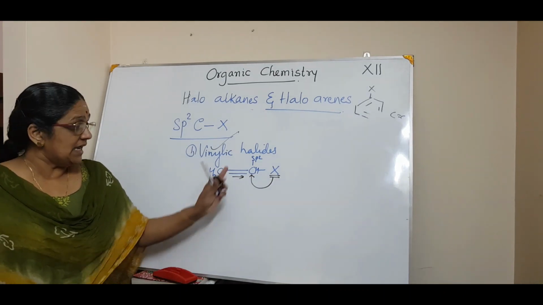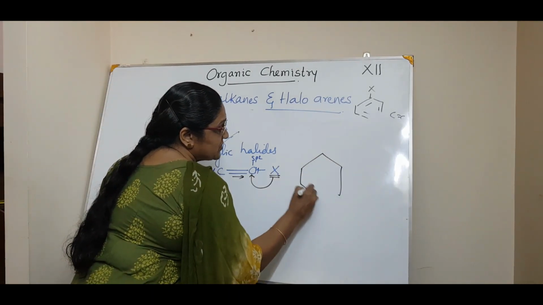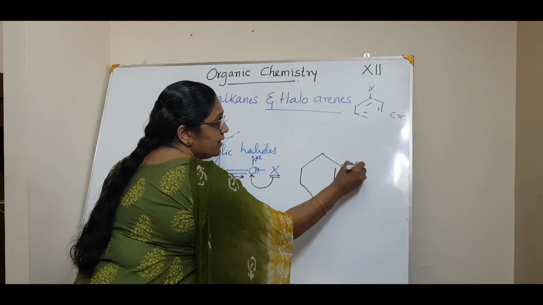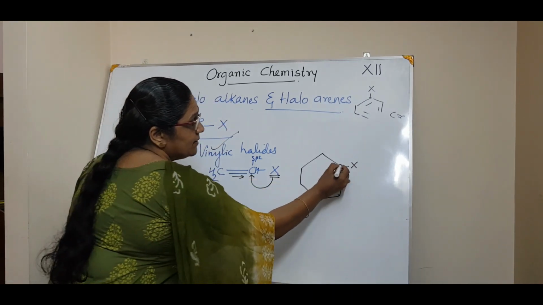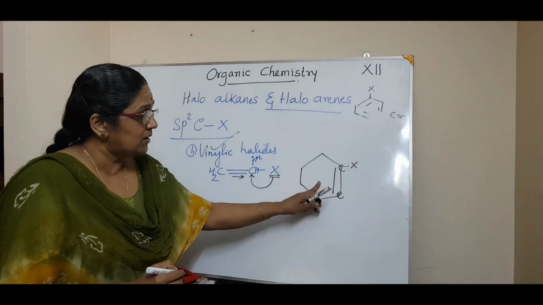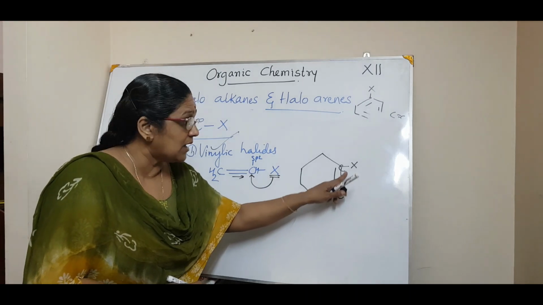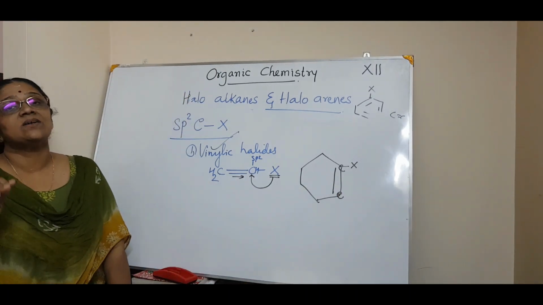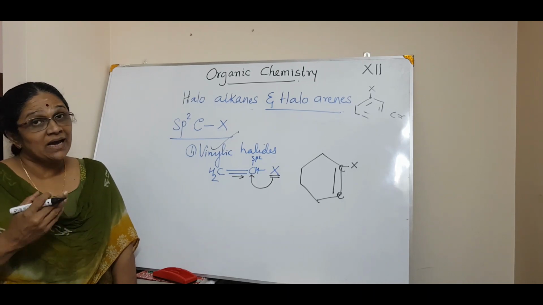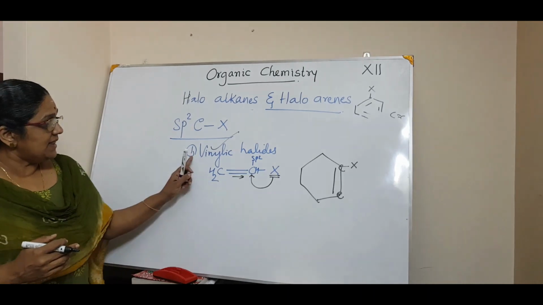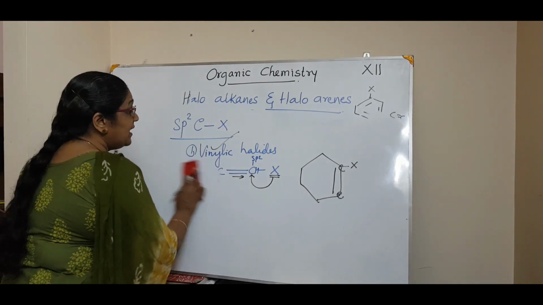Got it? Vinylic halides. In benzene also you can have it like this. In this structure, if we have a double bond here and the halogen atom is directly attached to it, see, this is a carbon-carbon double bond, and the halogen atom is directly attached to the carbon-carbon double bond. So that is called vinylic halides. Got it? Vinylic halides. Okay. And in this case, one more example is there. It is called simply aryl halides.